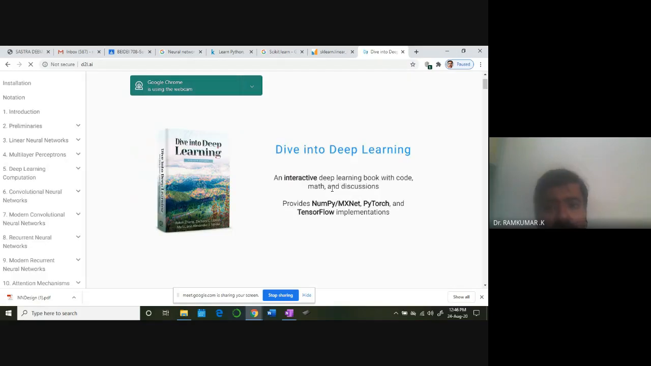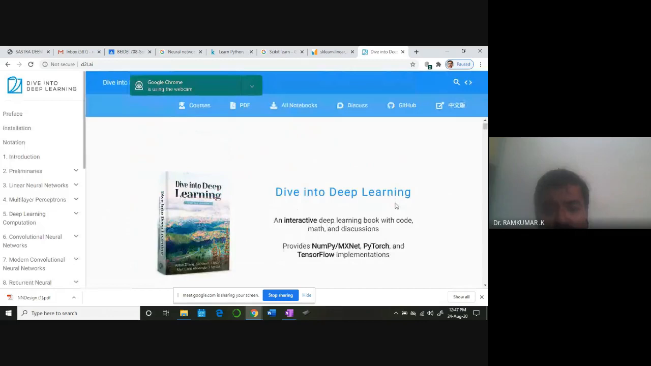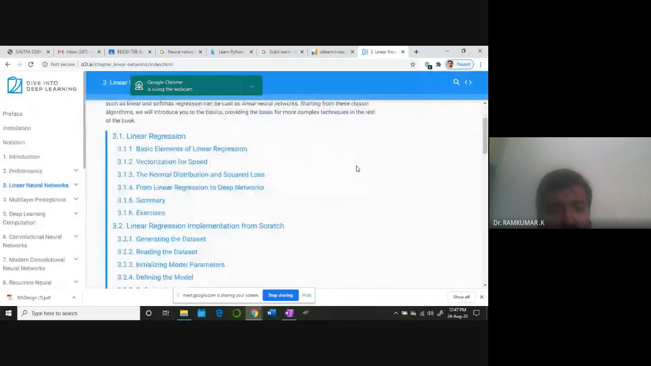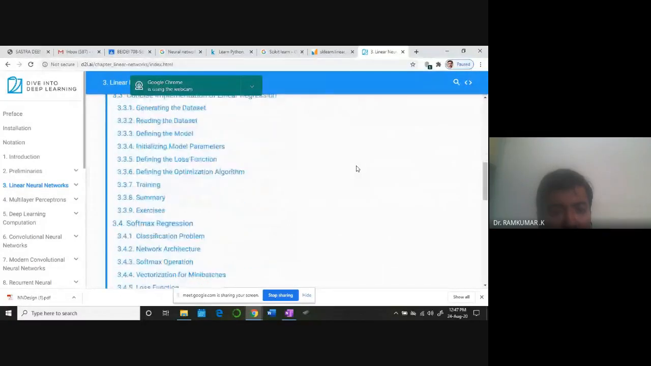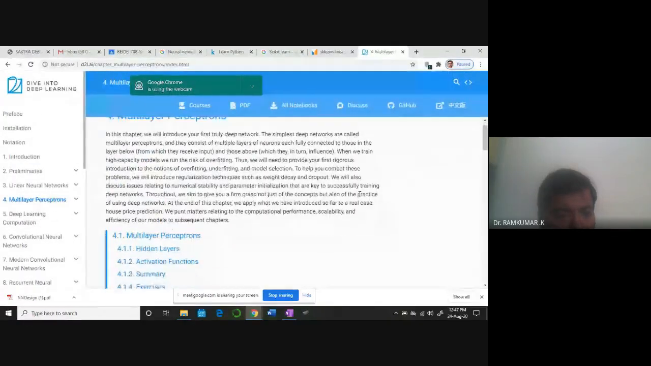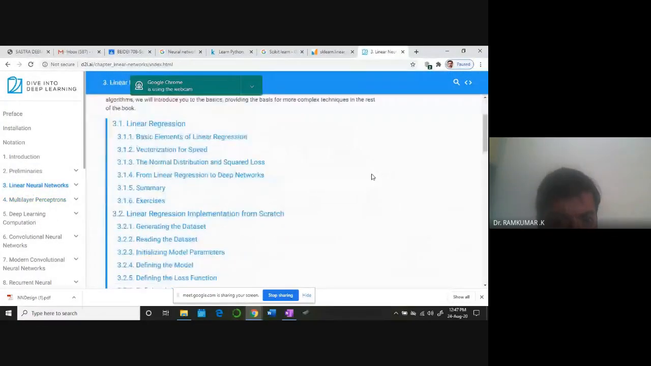It's a free book available on the net. It's an interactive deep learning book with code, math, and discussions. Here you use tools like PyTorch and TensorFlow. NumPy and MXNet you can also use, but many of the top researchers and machine learning engineers mainly use PyTorch and TensorFlow. If you click on the linear neural network part, you can see our perceptron comes here. Perceptron, multi-layers, linear neural networks, where it is.